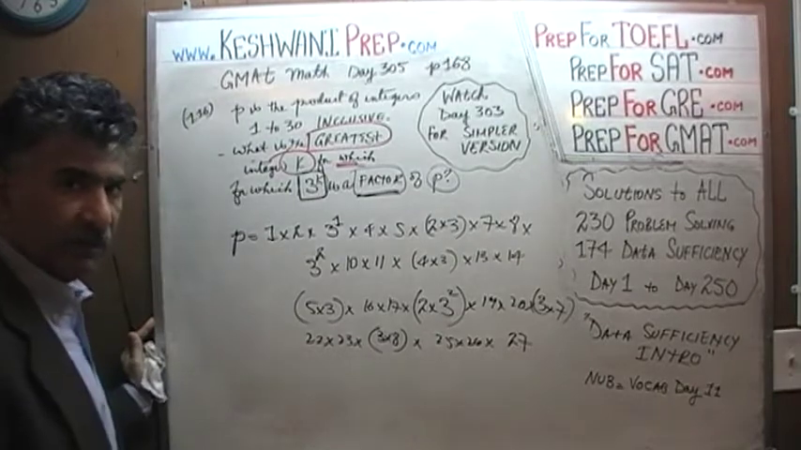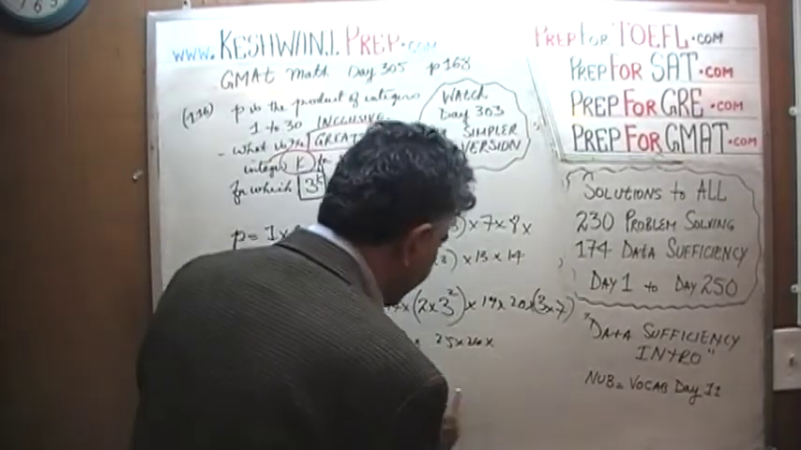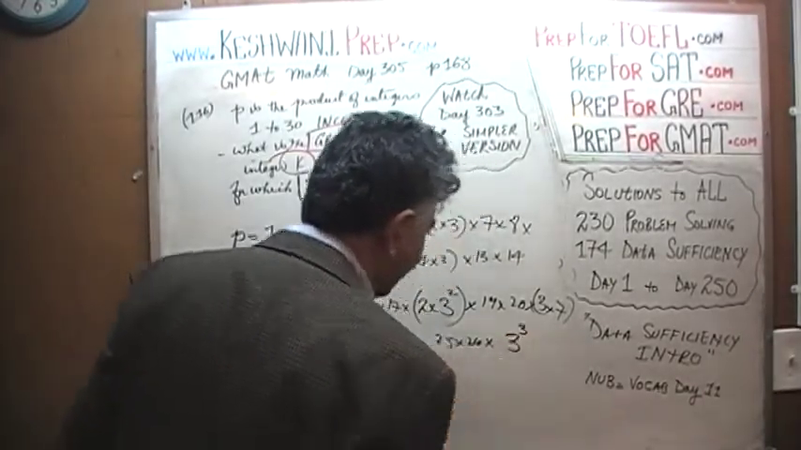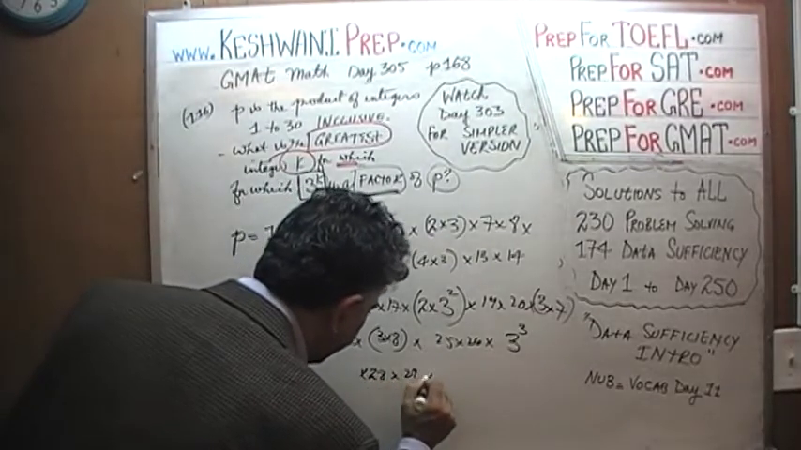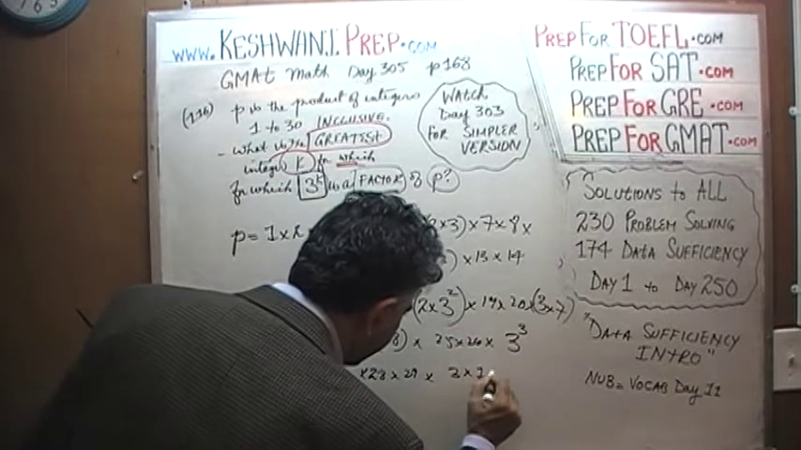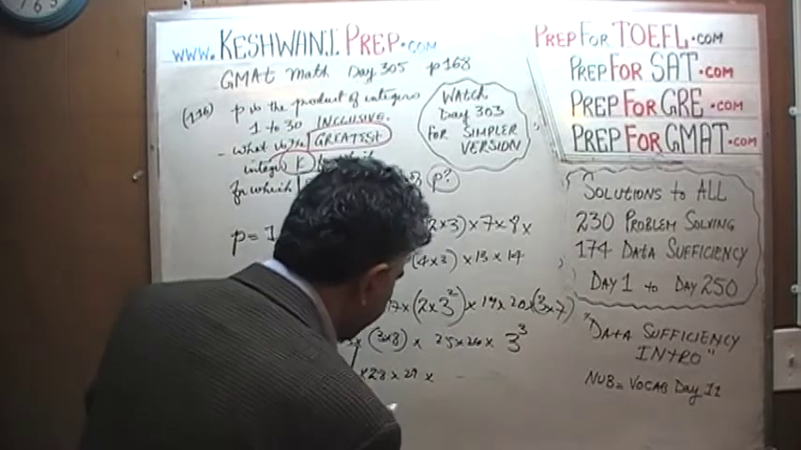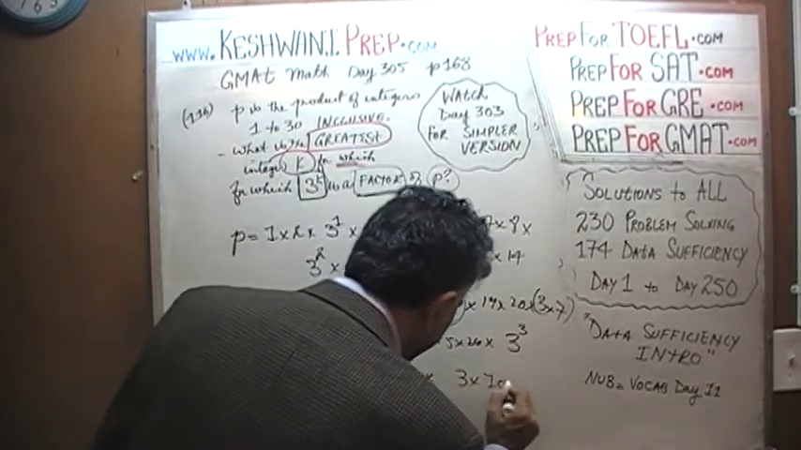How can we write 27? Again, 27 can be represented as 3 raised to 3. That's our 27. Then we'll have 28, then 29, and then finally 30, which can be written as 3 times 10. That's it, we are done.